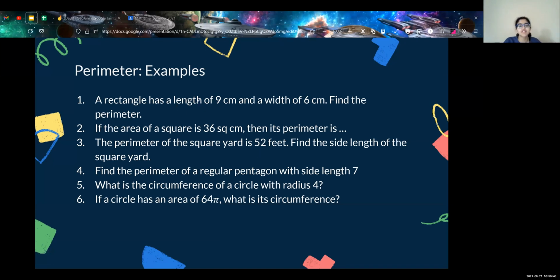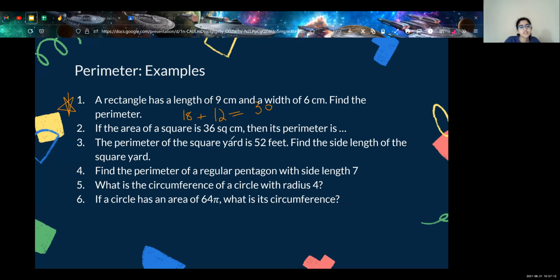Okay, so I've gotten 5 answers so far. The length is 9 and the width is 6. Remember that the perimeter is just the sum of the sides. There are 2 lengths, so 9 times 2 is 18. And then there are 2 widths, so 2 times 6 is 12. 18 plus 12 is equal to 30. So you all got it correct. Good job.